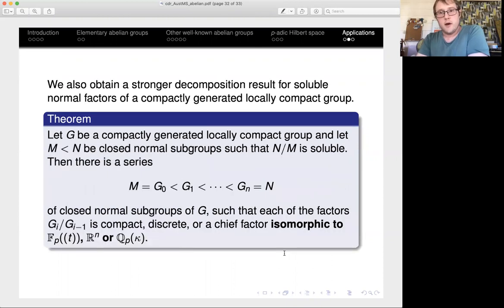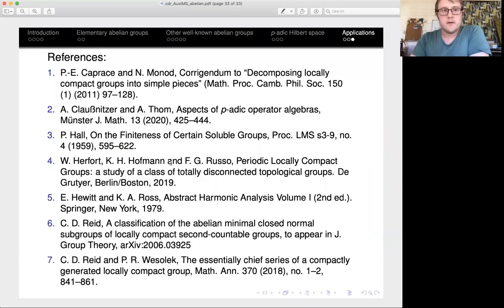And for the chief series, we can say a bit more if you have a soluble normal factor of a compactly generated locally compact group. So each of the factors is compact, discrete, or one of these chief factors that's not compact or discrete. So again, F_p((t)), R to the n, QP kappa. And we know that all of these can occur as chief factors. Okay, so that's what I had to say. I'll leave references. Thanks.